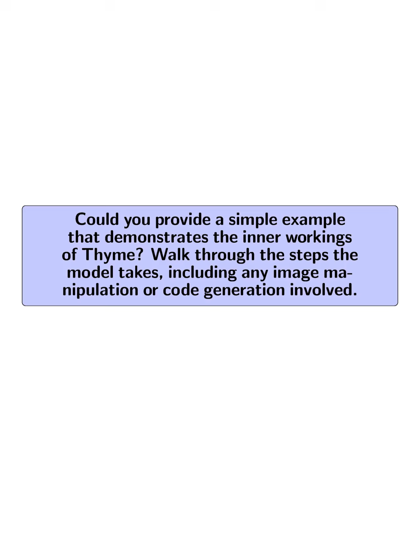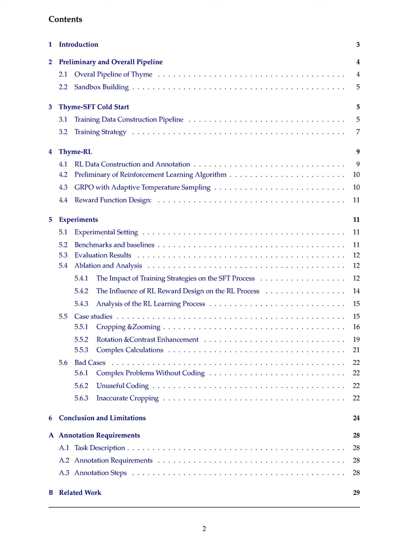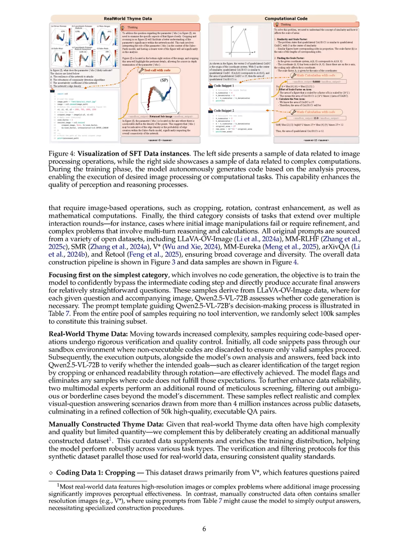Could you provide a simple example that demonstrates the inner workings of Thyme? Walk through the steps the model takes, including any image manipulation or code generation involved. An example of Thyme's functionality can be illustrated through a task where the model is asked to crop a specific object from an image. Initially, the user inputs an image along with a question, such as, "Can you crop the apple from this image?" The model first analyzes the image and determines that cropping is necessary.